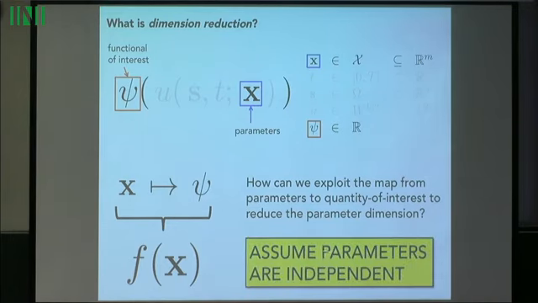And so I'm going to go ahead and assume that the parameters are independent. What I mean is that if there was correlation or covariance structure, I've gotten rid of it with something like PCA or Karhunen-Loève already. Okay? And I really want to exploit this map to do this dimension reduction.